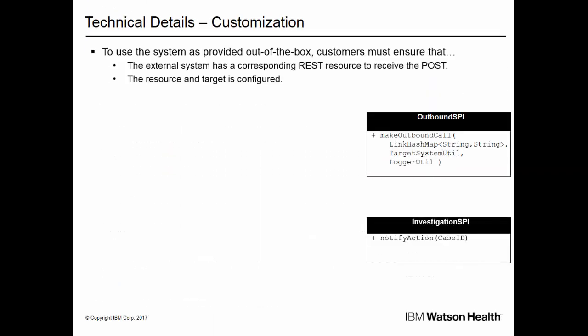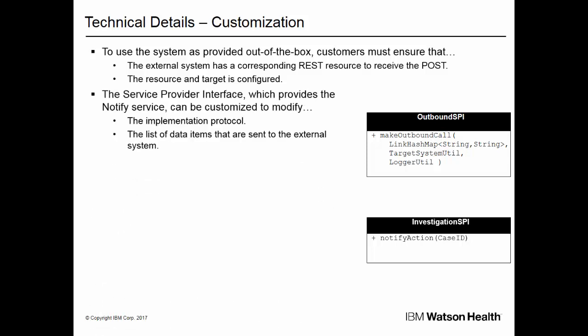To use the system as provided out of the box, customers must ensure that a corresponding REST resource is available on the external system so that it can receive the POST notification from Kurum. They must also ensure that the resource and target system is configured in Kurum SPM as described in the previous slide. The Service Provider Interface, which provides the Notify service, can be customized to modify the implementation protocol and the list of data items that are sent to the external system. The Web API cannot be customized.